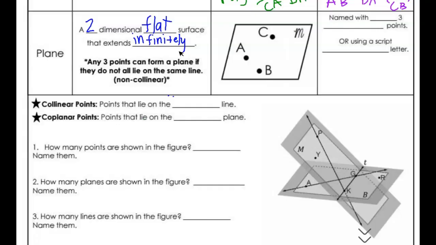Now this is very important. Any 3 points can form a plane if they do not lie on the same line. They have to be non-collinear. So if I have 3 points, I can make a plane. Flat. How do we name these? We name them with any 3 non-collinear points, or using script uppercase letters.